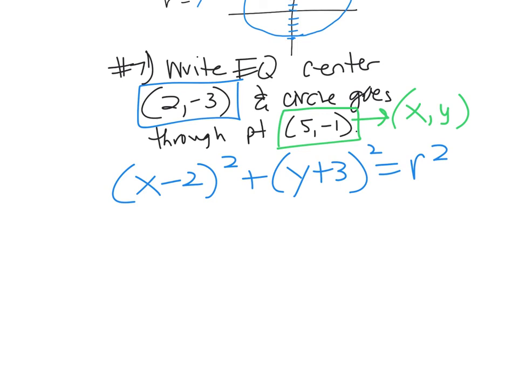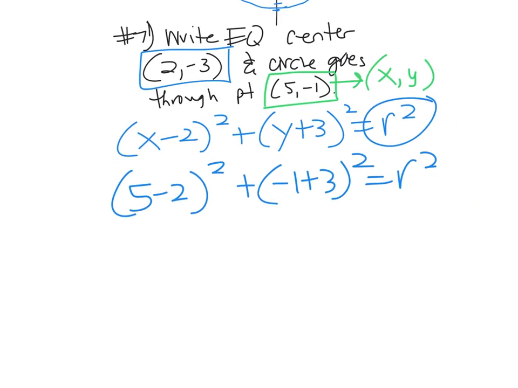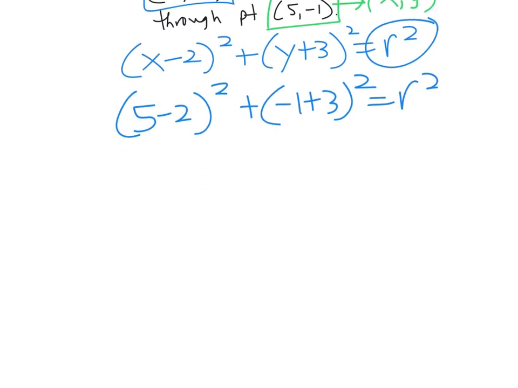Okay, so let's do that. We're going to plug in 5 for x, a negative 1 for y, and we're going to find out what r squared is. And we don't have to take the square root. We're looking for r squared. That's our question. So 5 goes in. 5 minus 2 squared, negative 1 plus 3 squared equals r squared. If you need to do this in your calculator, that's fine. Your calculator can handle this really well.